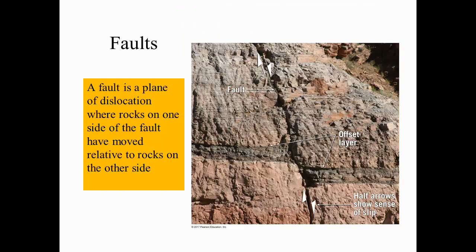Now faults, on the other hand: a fault is a plane of dislocation where rocks on one side of the fault have moved relative to rocks on the other side. For example, in this photograph, this particular fault is near vertical, and the relative movement of the two blocks is shown by these half arrows. But if we follow one particular layer, we see that when we cross the fault, the layer is offset, and that by definition is what a fault is.